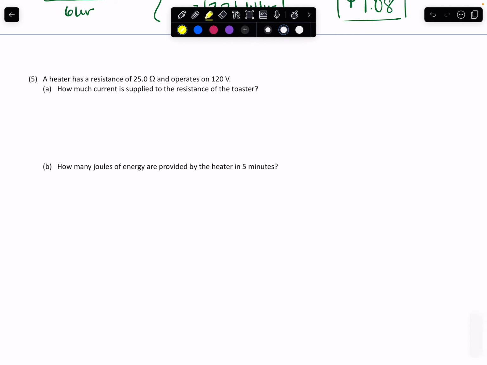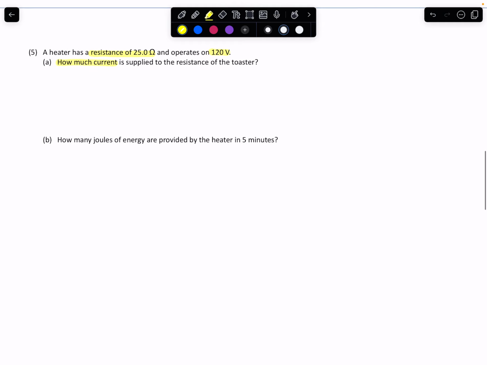All right, one more problem. A heater has a resistance of 25 ohms and operates on 120 volts. How much current is supplied to the resistance of the toaster? Let's start with what we know. We have a resistance value of 25 ohms, and we have a voltage of 120 volts, and we're asked to find the current.